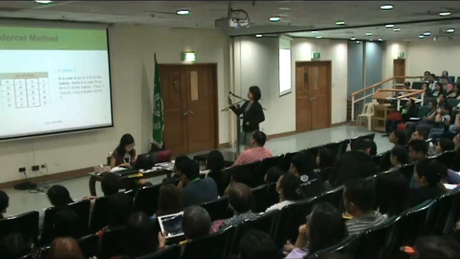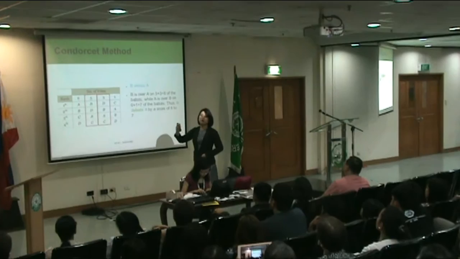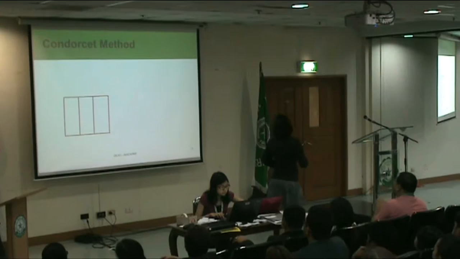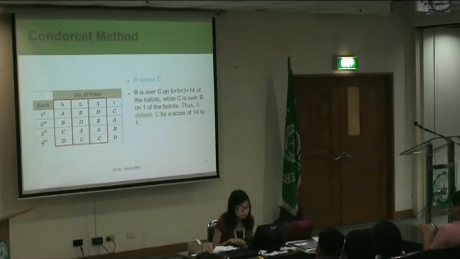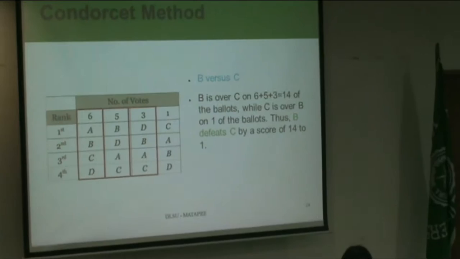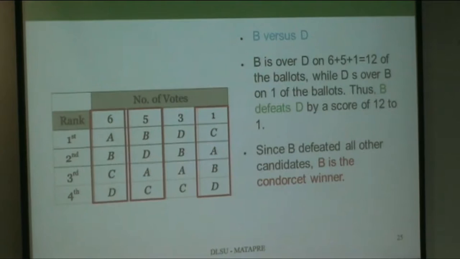But we cannot make our conclusion yet because we have to make a head-to-head comparison. We still have to compare B versus C and B versus D. Using the same procedure, now I'm doing B versus C. The ones with the box are where B has a higher rank compared to C. So obviously, B will be your winner. And last, we have B versus D. In this box, we have B higher than D. So 6 plus 5 plus 1, that's 12. Then again, B is the winner.